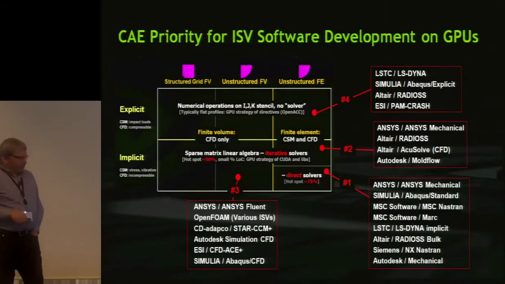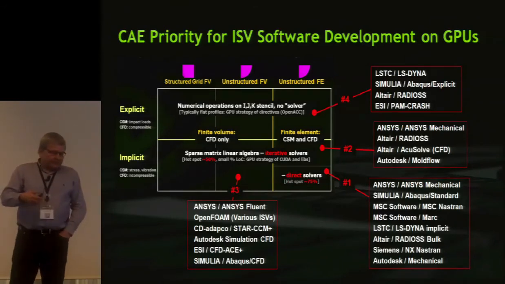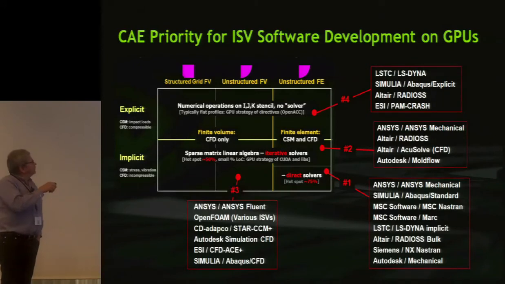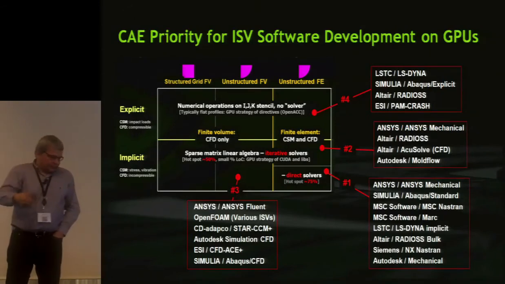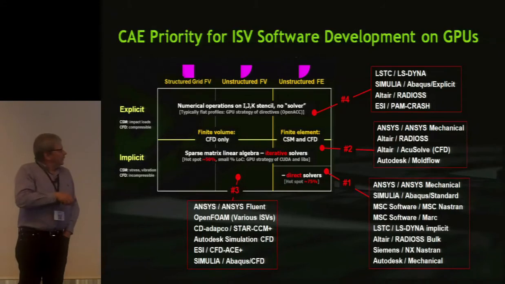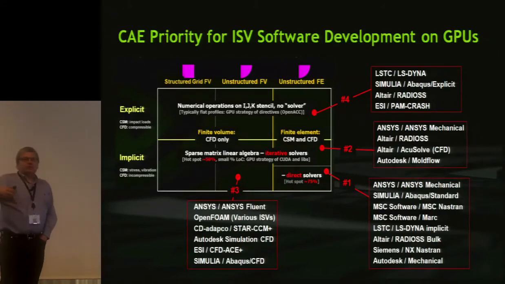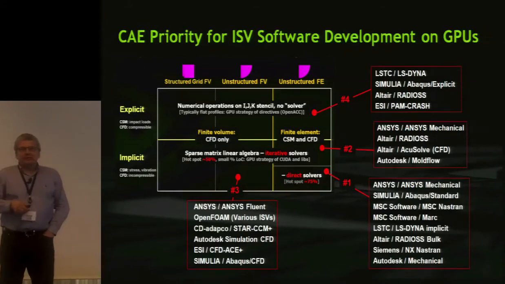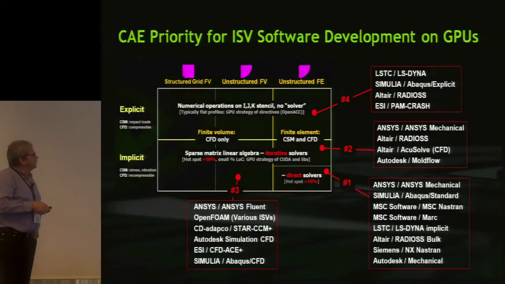A little bit more complex are the explicit codes, because you typically don't have a solver with a hotspot. You have stencil codes, and the strategy for this kind of GPU approach is to use OpenACC for these flat profiles. Examples are LS-DYNA explicit, the Radioss explicit part, or also PAM-CRASH. These are more or less the crash codes which are also heavily used in the automotive industry, for instance.